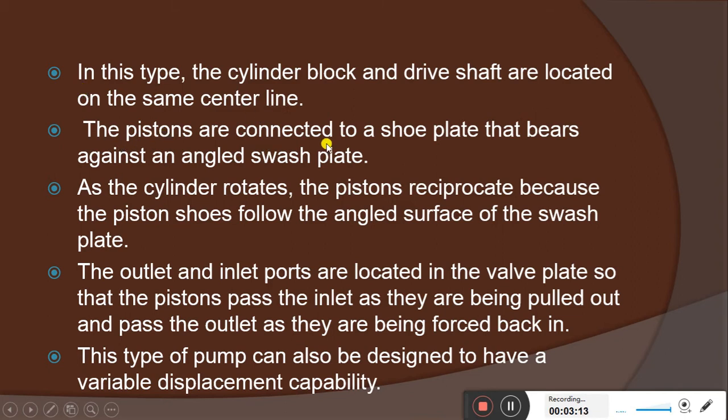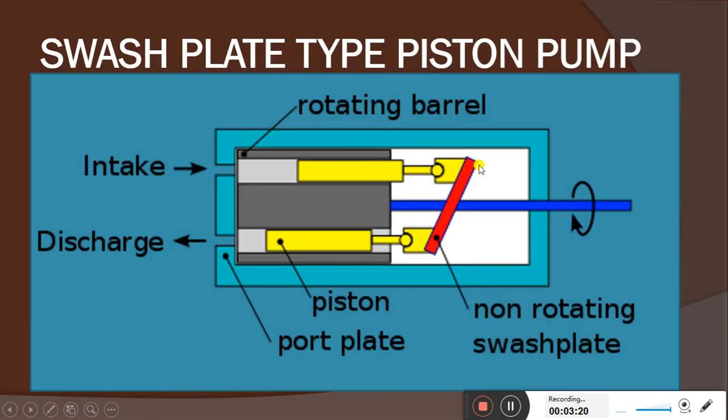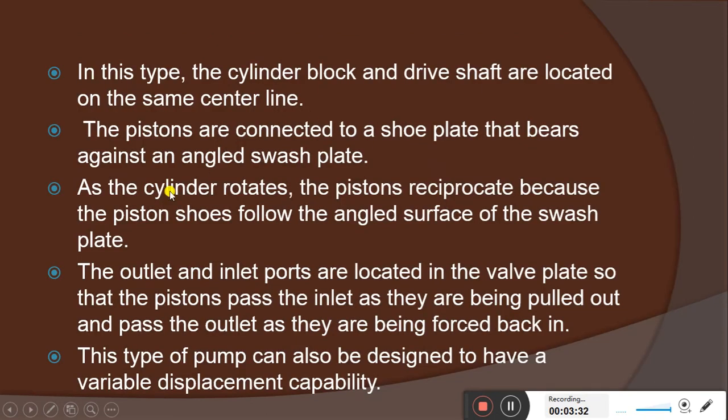The pistons are connected to the shoe plate that bears against an angled swash plate. The shoe plate is not shown here, but a small portion is shown. This is called the shoe plate. It is mounted such that it is guided with respect to the swash plate. As the cylinder block rotates, the pistons reciprocate because the piston shoes follow the angled surface of the swash plate. As the shoes follow the angled surface of the swash plate, the reciprocating of the piston takes place.